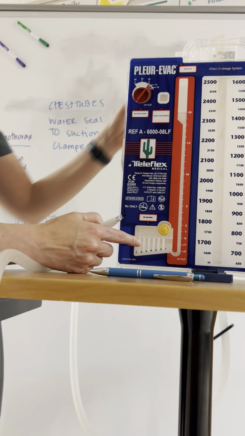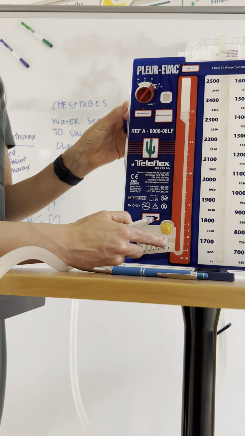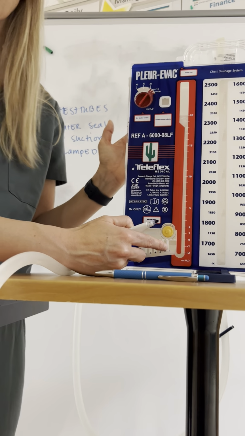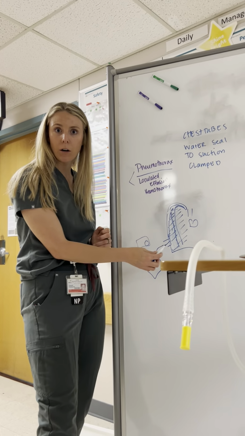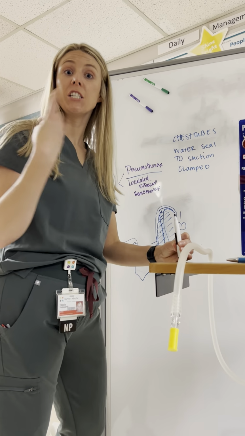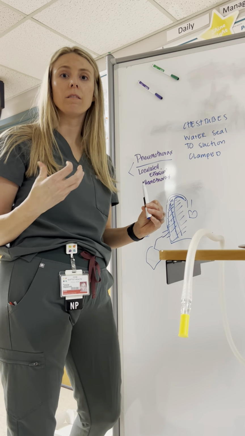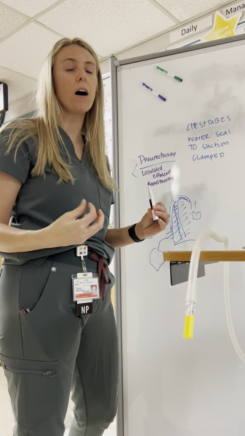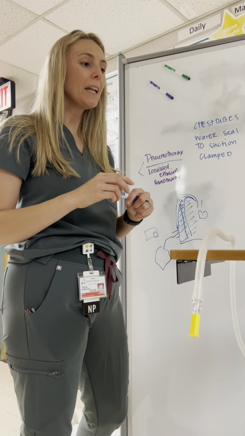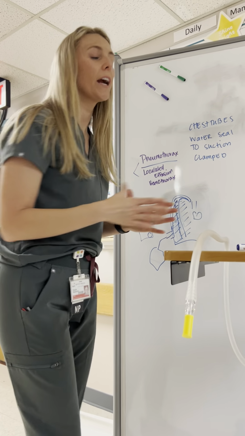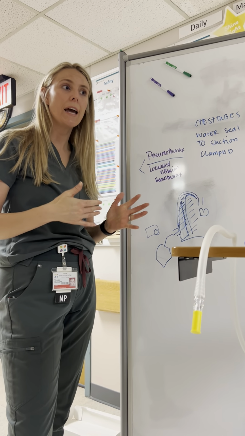There's going to be blue water here, and you'll see bubbling. If you have a lot of bubbling, that means you very likely had quite a bit of air in there, okay? Sometimes you'll have a continuous air leak, and that means you still have an evolving pneumothorax, or are still getting air out. Sometimes you may have an intermittent or smaller air leak.